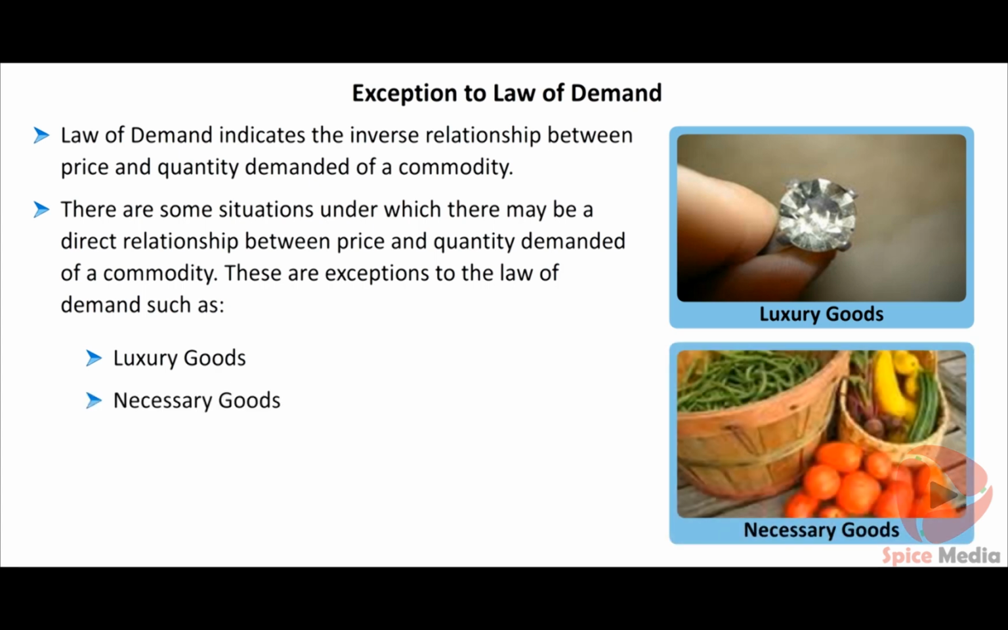Necessary goods. There are some commodities which have become necessities because of their constant use and fashion. Prices of such commodities increase and demand does not show any tendency to contract, and it negates the law. For example, LPG gas, petrol, etc.